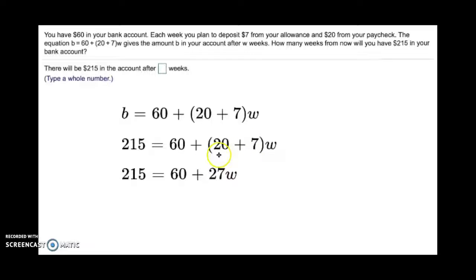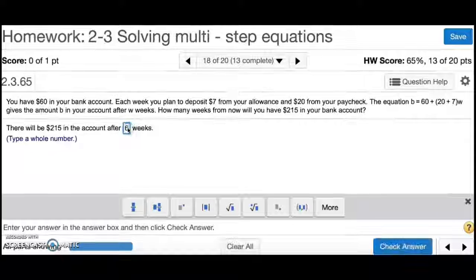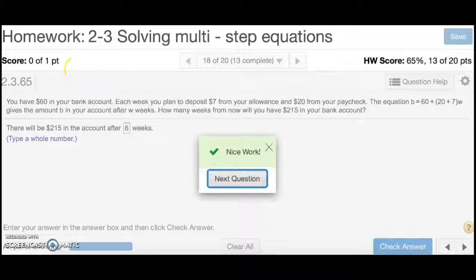So now I combine the 20 plus 7 and get 27. Then I subtract 60 from both sides, and I get 155. I divide both sides by 27, and I'm going to get a decimal. Now I have to round up, because if I round down, the number I have for weeks will give me a total that will be less than $215. So my answer is going to be 6. So it's going to be 6 weeks. That's my answer. And that is number 18.